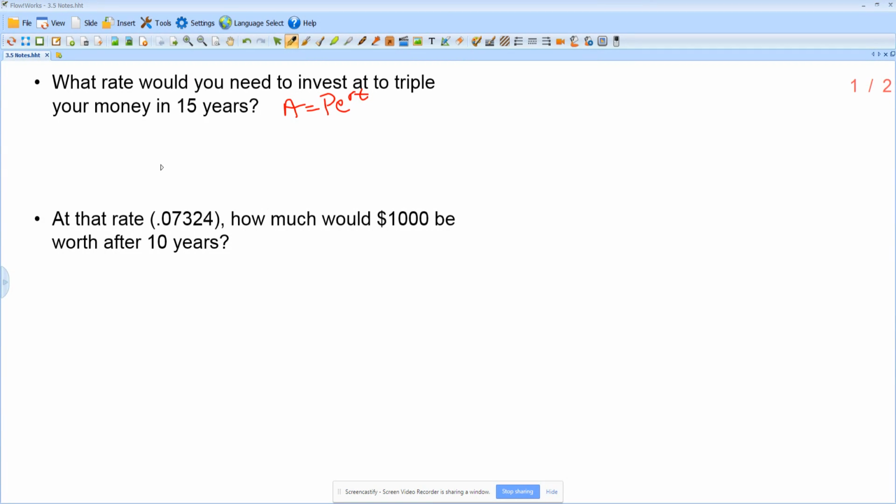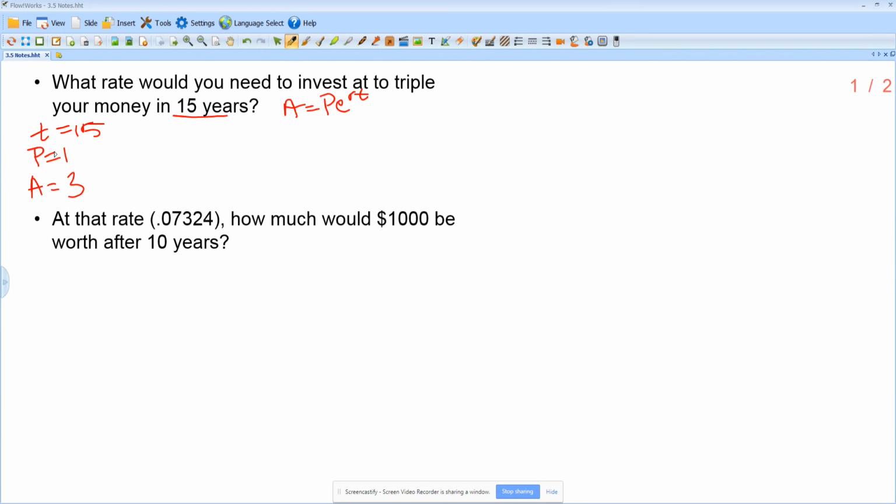And I'd like to jot down the things I know. T is 15. It says what rate, so that's the thing I'm looking for. I'm talking about tripling my money. So if I say that my principal is 1, the amount in my account after that time will be 3, because it's going to be 3 times that.